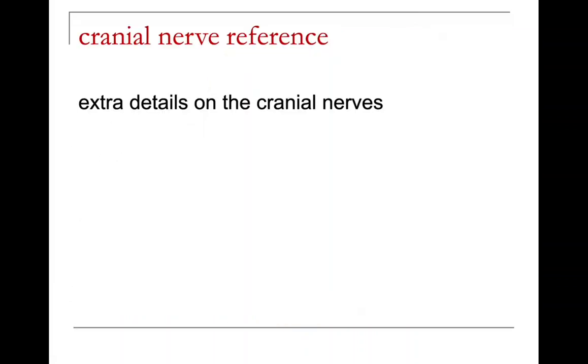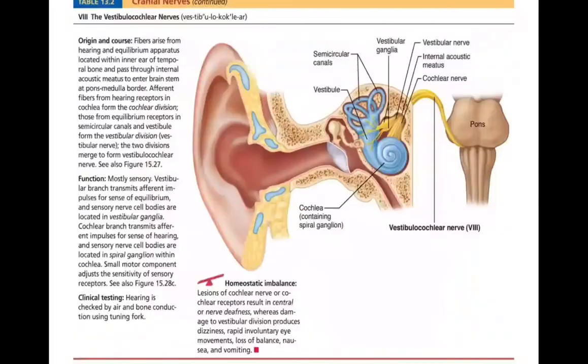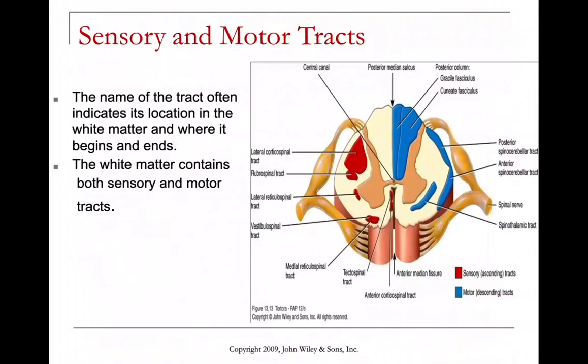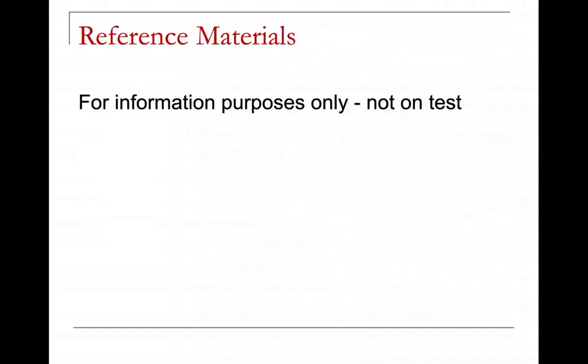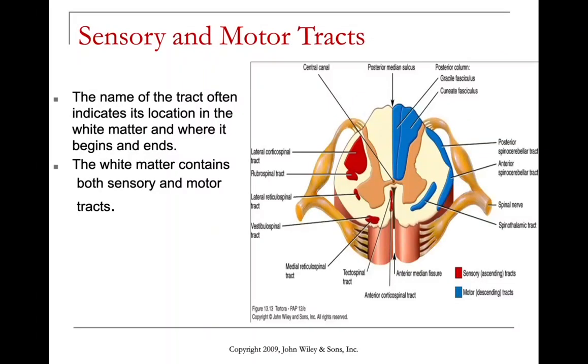So this section here is just reference extra details on the cranial nerves. I tried to separate out what I felt was reasonable for testing material, but also give you some additional reference in here. So with these, you're welcome to go through and read them. This is just some additional reference information for some more detail on the different tracts in the nervous system. Again, I am not going to test on it, but it's there for your own personal reference. But that's going to wrap up this section of the nervous system.